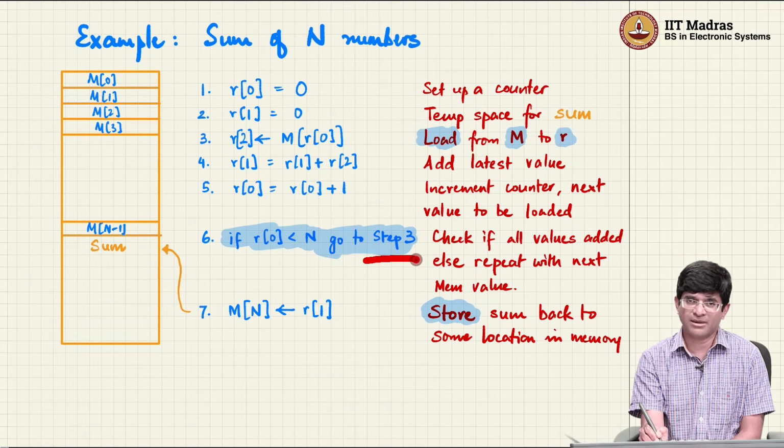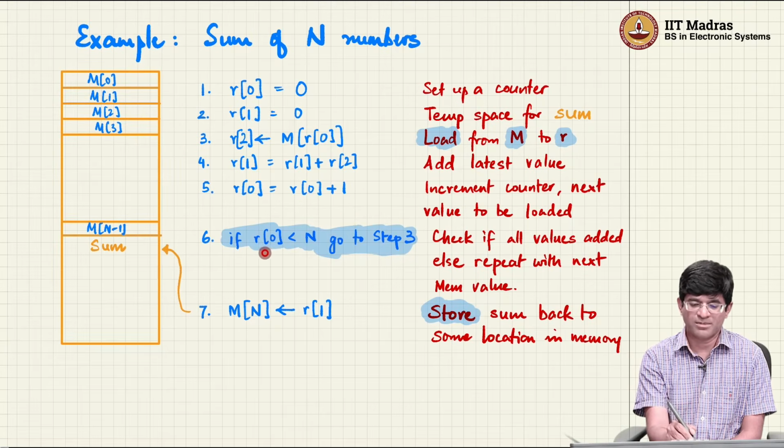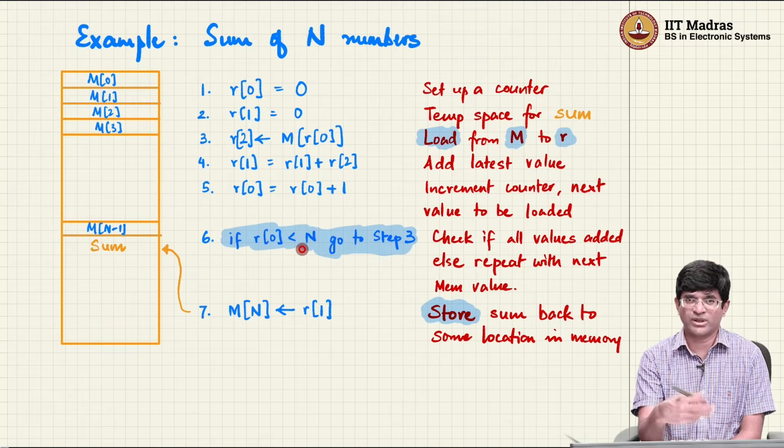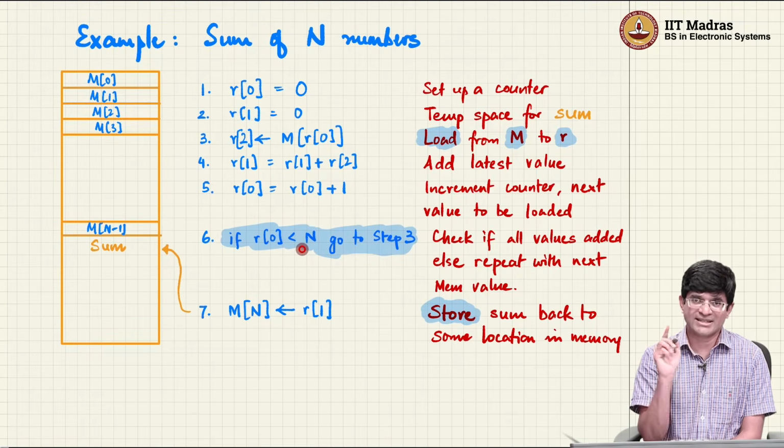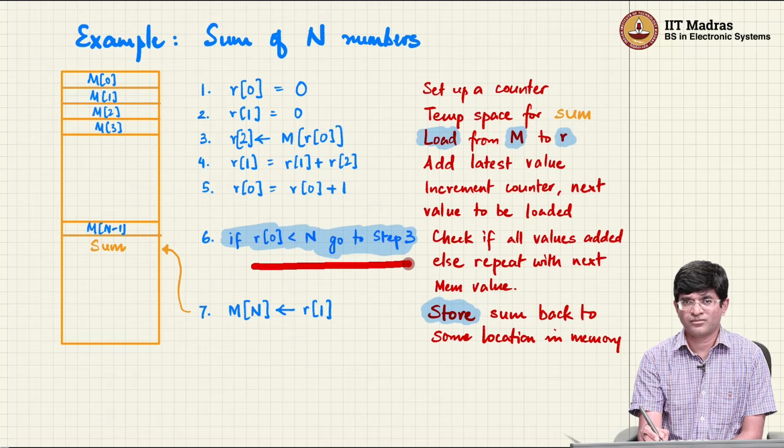So both of these can be combined into one. There may be processors where you actually need to do this in 2 steps. I perform this R0 less than n as one computation, and then it sets some kind of a flag or a condition based on which I will then go to step 3, right? But logically, for our computer, I'm going to assume that this is one primitive step, okay?